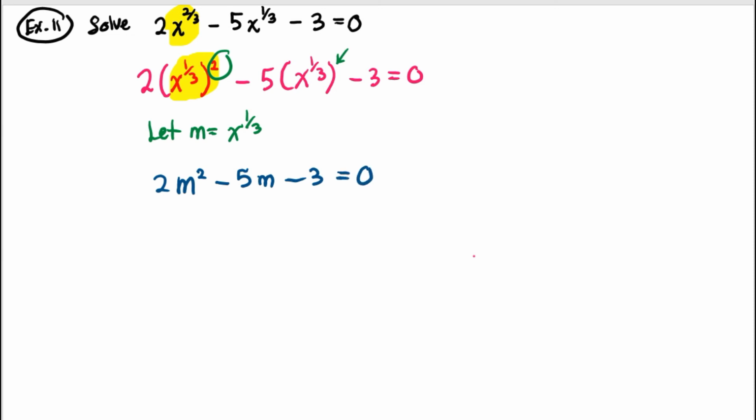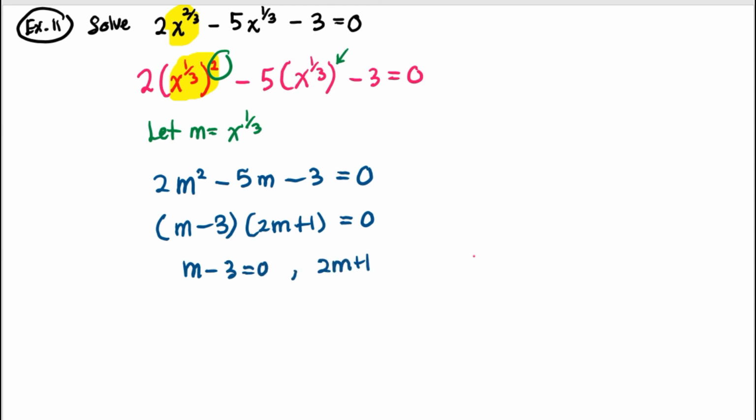What type of equation is this? It's a quadratic equation, so you can solve it using the factorization method. In this case, you have m minus 3, and another one will be 2m plus 1. This one will become 0. Now we need to solve this. I have m minus 3 equal to 0, and 2m plus 1 equal to 0. So in this case, m is equal to 3, and another one, m is equal to negative half.